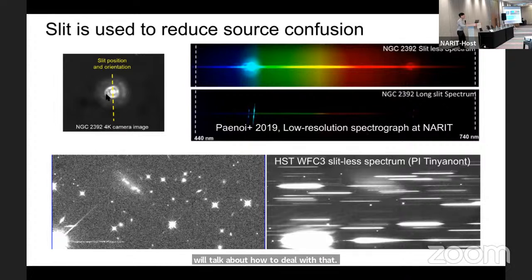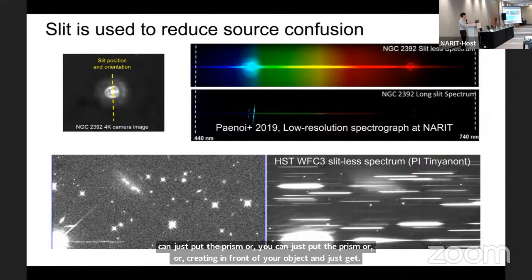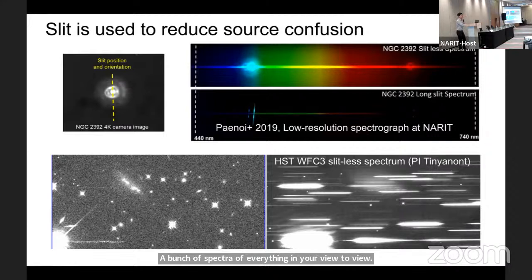Now, slitless spectroscopy is still really, really important, and the reason is because you have a huge image. If you don't need a high resolution, you can just put a prism or a grating in front of your optics and get a bunch of spectra of everything in your field of view. And that is actually how the Hubble Space Telescope does spectroscopy for a lot of its instruments.